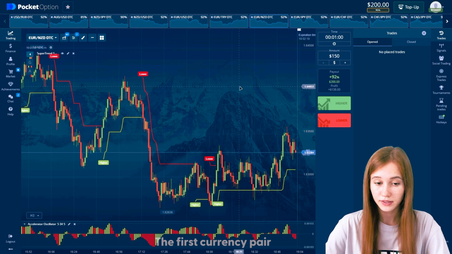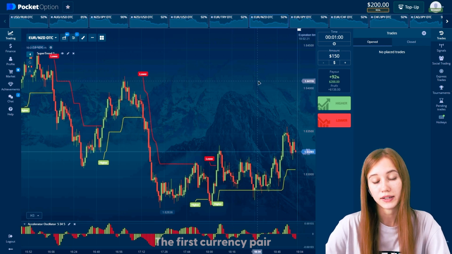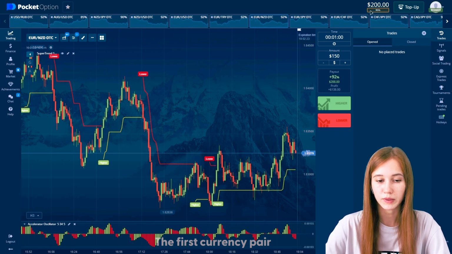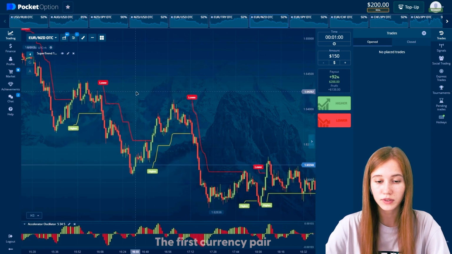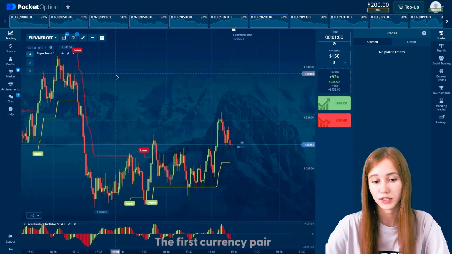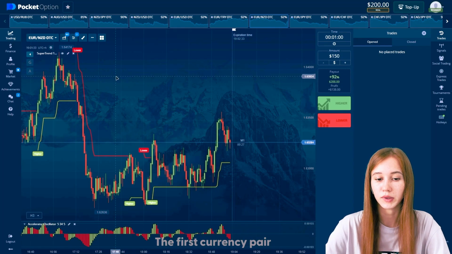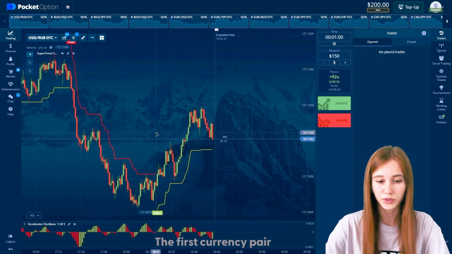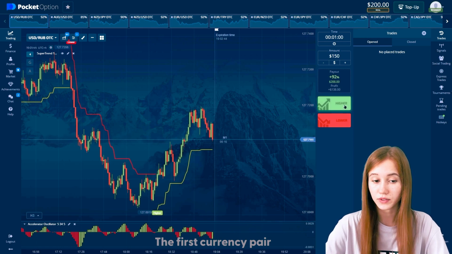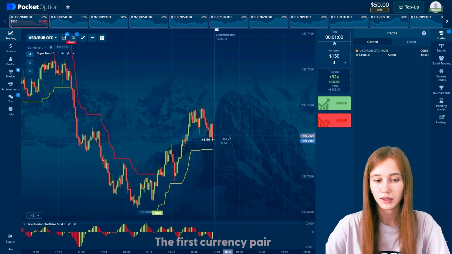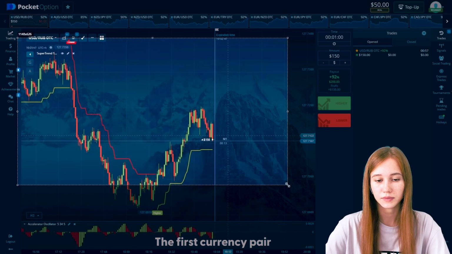And I repeat, all our deals will be in my Telegram channel. We trade with a balance of $200. The deal amount is $150. We'll mainly use our technical analysis. The indicator will be an auxiliary tool. So now we have switched to the first currency pair. The situation is interesting. We open up and begin our technical analysis.